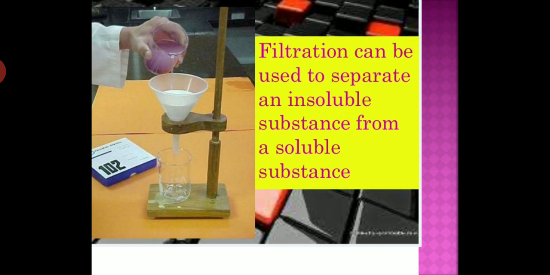Where is it used? Filtration. Filtration can be used to separate insoluble substances from soluble substances. So students, in this method a circular filter paper is folded into a semicircle and then into a quarter circle. This gives a conical shape to the filter paper, and the filter paper is then fitted into a conical funnel, and the apparatus is set up.